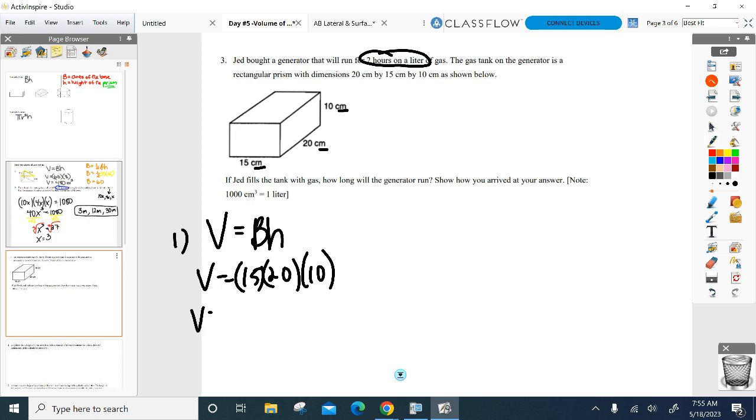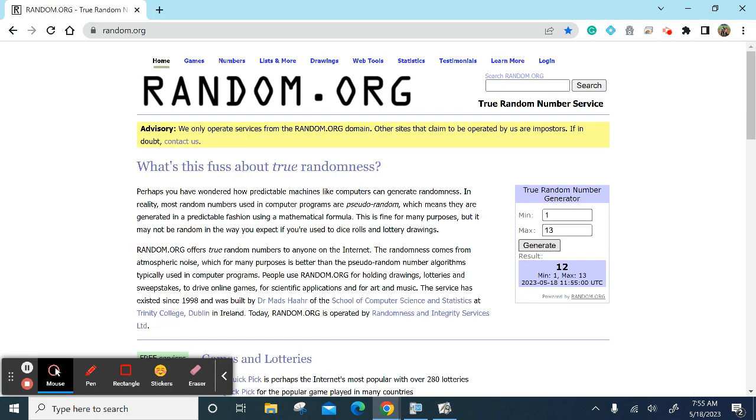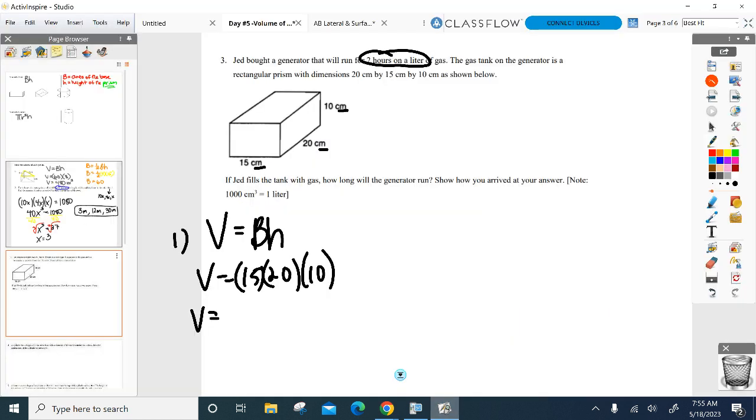All right. How about that volume when you have it? What are we looking at there? 13. Charlie, what do you got for that volume? Got it. So 3,000 cubic centimeters. It runs 2 hours on a liter of gas, not cubic centimeters, a liter. So now we need to convert 3,000 into liters.